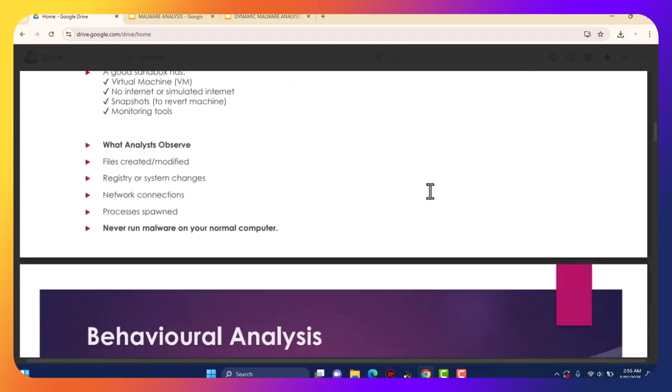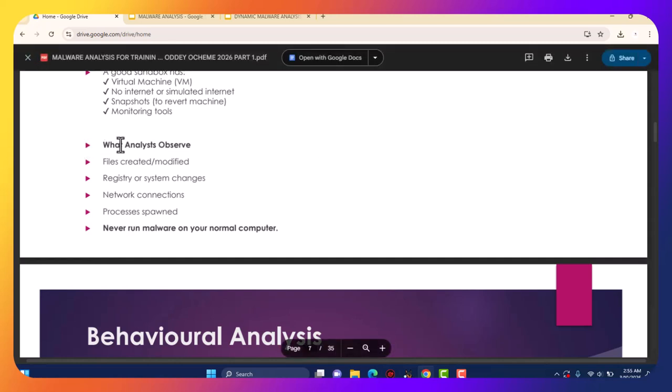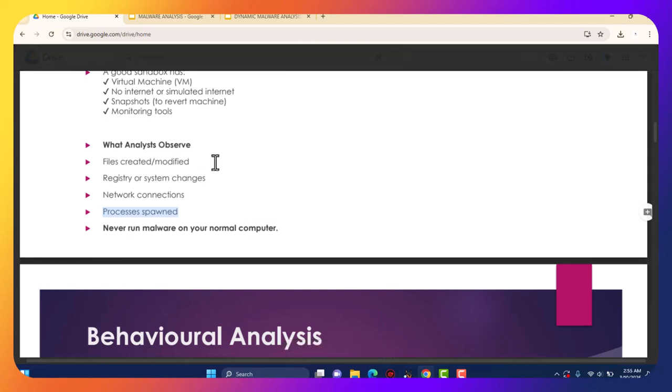Are we together? So just as in static analysis we look out for files, folders, and URLs, in dynamic analysis we look out for files created, we look out for the registry, network connections, and process spawning. Those are the things we observe when carrying out malware analysis. Do we get it? Any question so far?